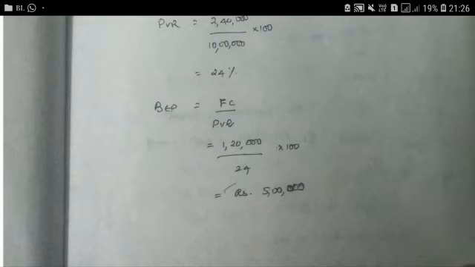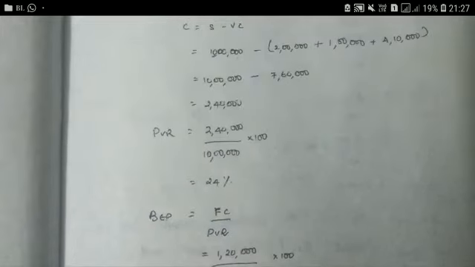Here, it means that the company should at least sell the goods worth value up to rupees 5 lakh. If it is more than 5 lakhs, we will be gaining a profit. If it is less than 5 lakhs, then there will be a loss to your concern. So by this we have calculated the BEP and PV ratio in this particular problem. Thank you.